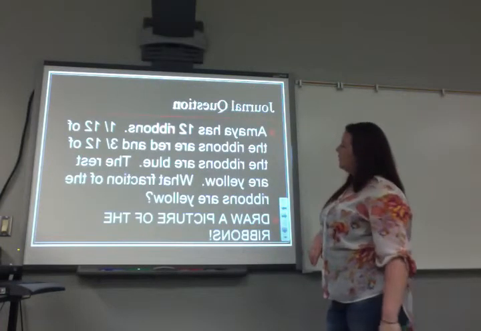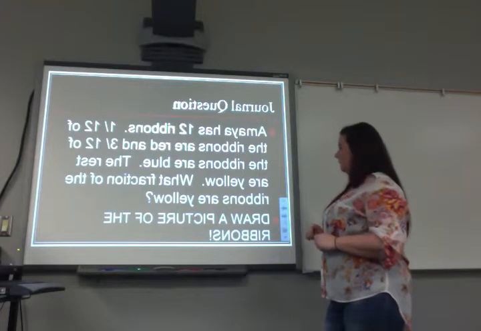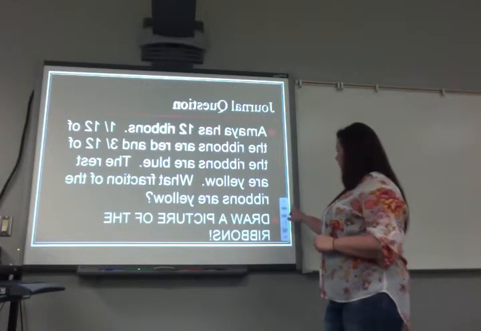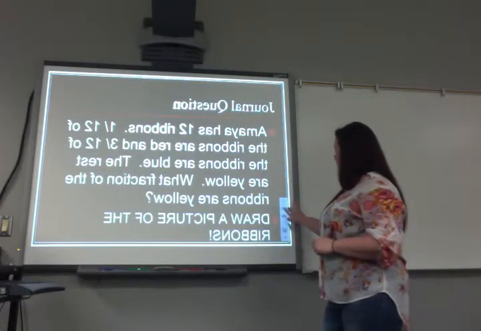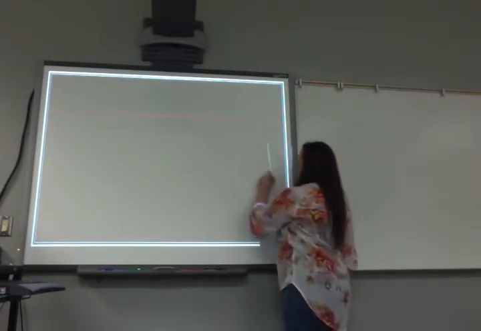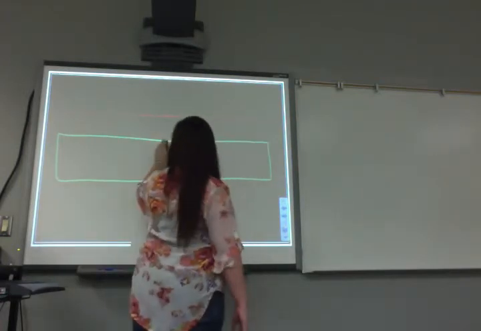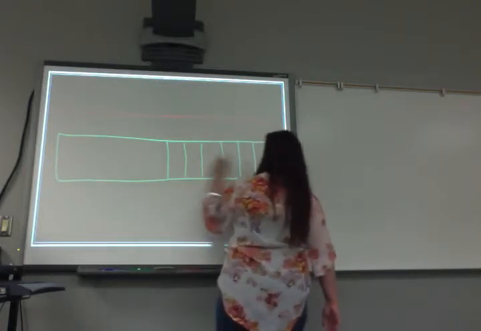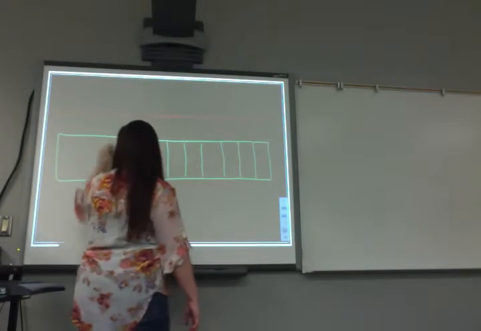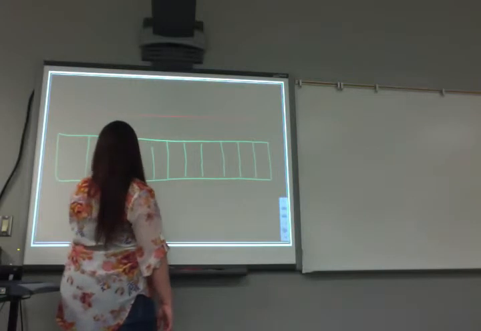Okay, Amaya has 12 ribbons. 1/12 of the ribbons are red and 3/12 of the ribbons are blue. The rest are yellow. What fraction of the ribbons are yellow? Okay, so we're going to draw a picture of the ribbons. There's going to be 12 total. I'm going to have 6 on each side. 1, 2, 3, 4, 5, 6, 7, 8, 9, 10, 11, 12.